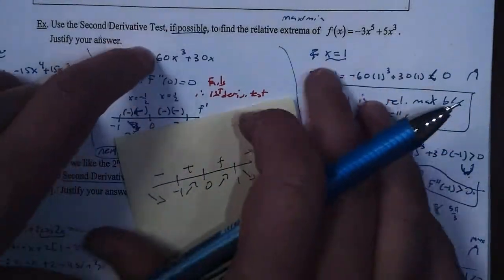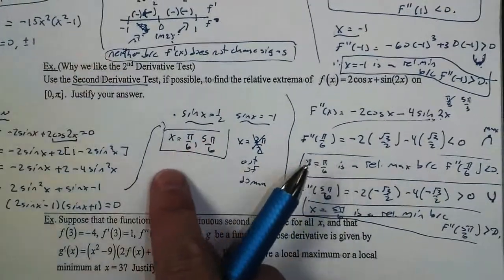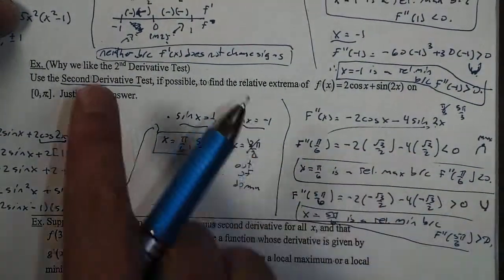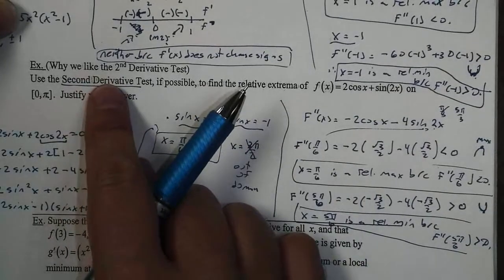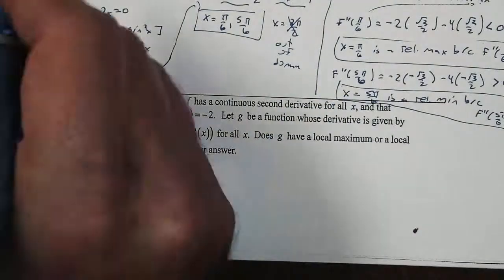Sign charts are easier for some polynomial functions, but trig functions can get really confusing in terms of their sign charts. So that is where the second derivative test is really nice. But again, if they're going to ask you to use it, try to use it if you can. All right, so go back to part 3. We're going to take a look at an AP example here.